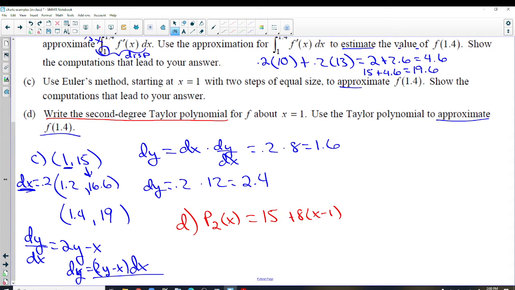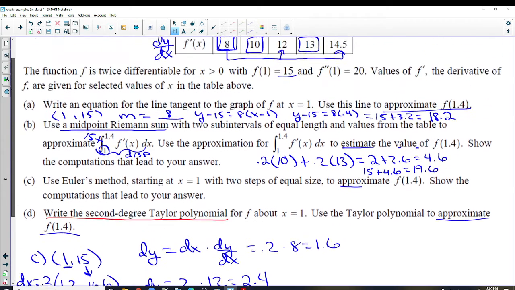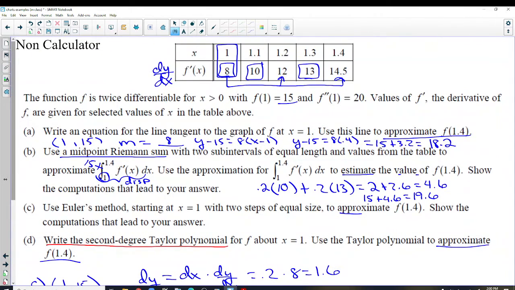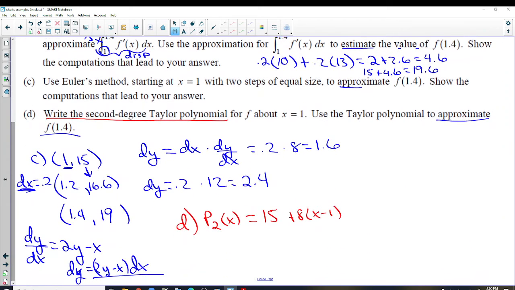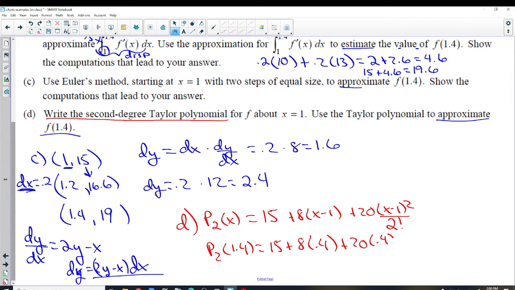So then we go plus 8 times x minus 1, because we're centered at 1. And then the second derivative. And they're like, well, how are we going to give them the second derivative? Well, let's just give them the second derivative. There we go. It's 20. That's why they gave you that. Plus 20 times x minus 1 squared over 2 factorial. So that's how we build a Taylor polynomial. Well, now we want p sub 2 of 1.4.